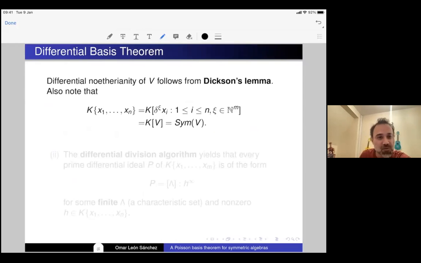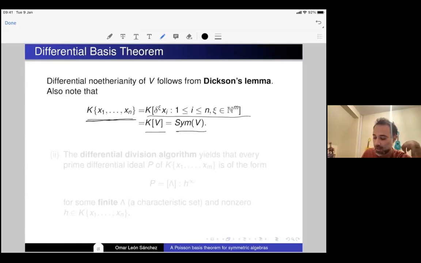Now, before I talk about ingredient two, I think it's worth pointing out that the differential polynomial ring in n variables, by definition, is the polynomial ring in all the formal derivatives. Therefore, it's just a polynomial ring where the variables are precisely the basis of this vector space V, which is really just the symmetric algebra. So the differential polynomial ring, you can also think of as the differential algebra whose underlying algebra is just the symmetric algebra of this vector space V, and the derivation extends the derivation in V.